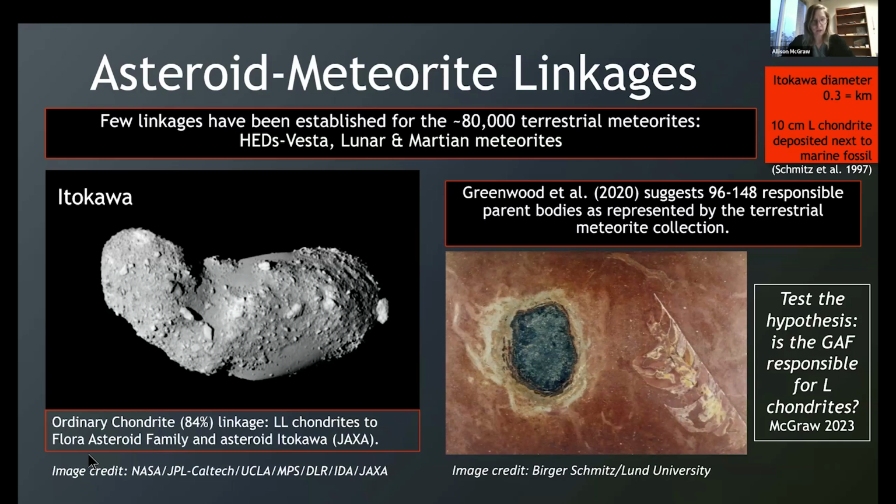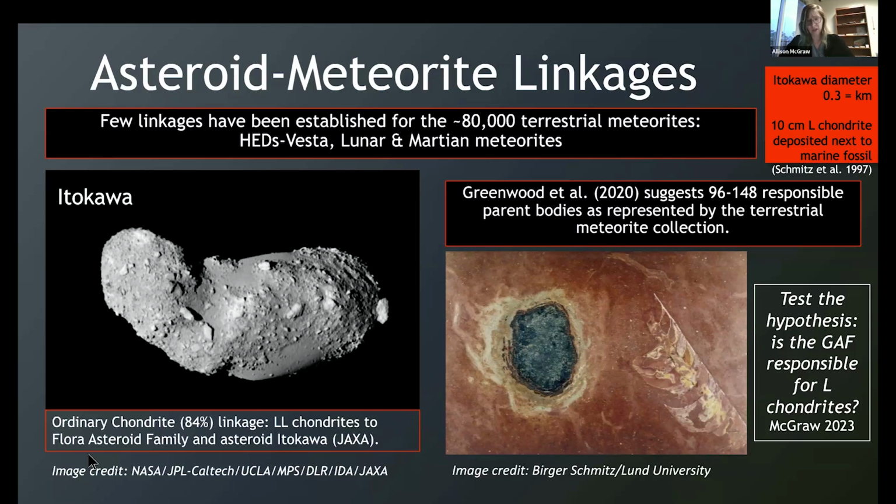For the ordinary chondrites, a very strong linkage lives within the Itokawa and the LL ordinary chondrites. Also mentioned, the Flora asteroid family has a strong linkage within the LLs. But these LL chondrites only make up about 10 to 11% of the total meteorite collection. Yet Greenwood et al. 2020 suggests that given our entire meteorite collection, there should be something on the order of 96 to 148 parent bodies represented completely by what we already have here.